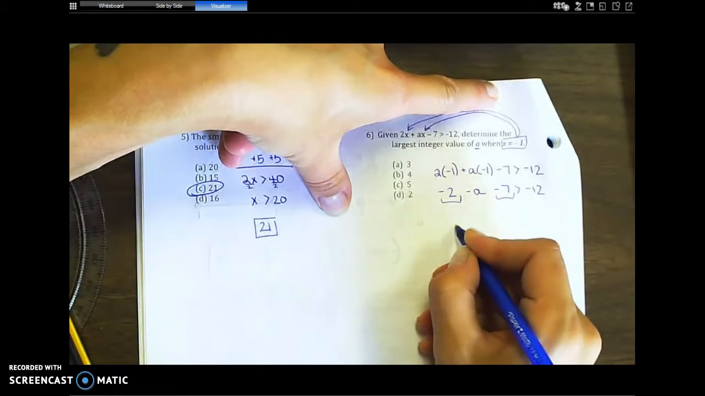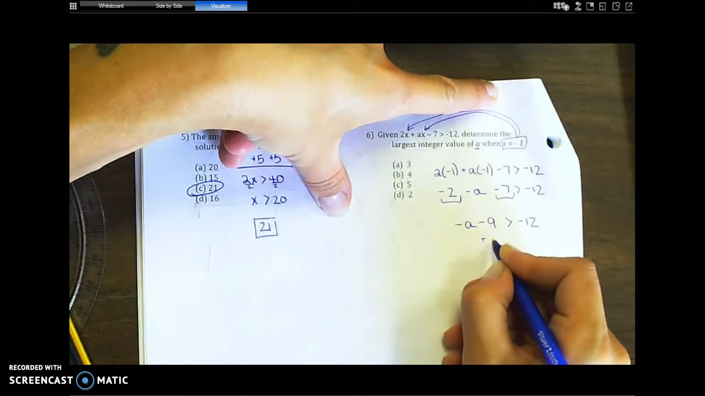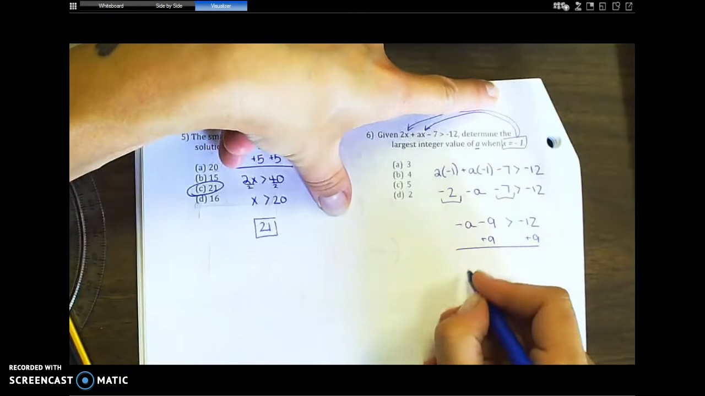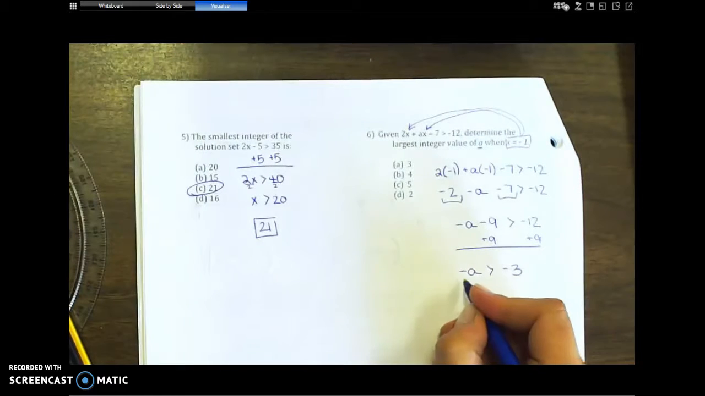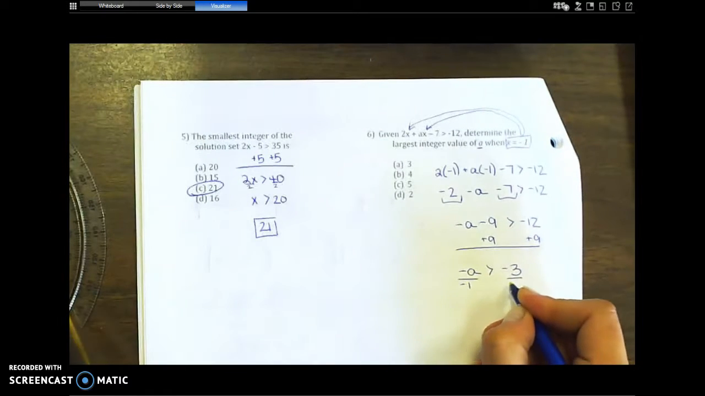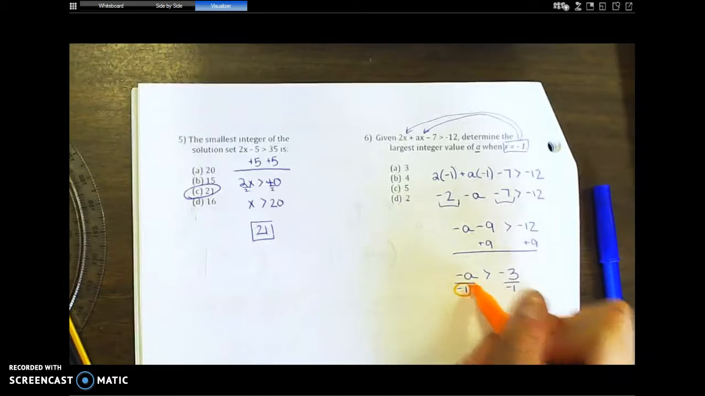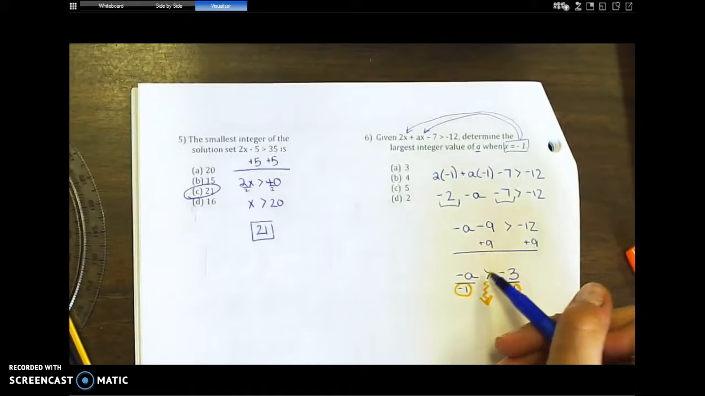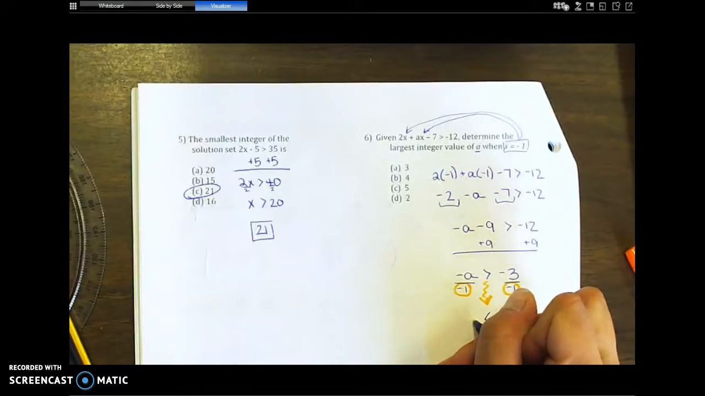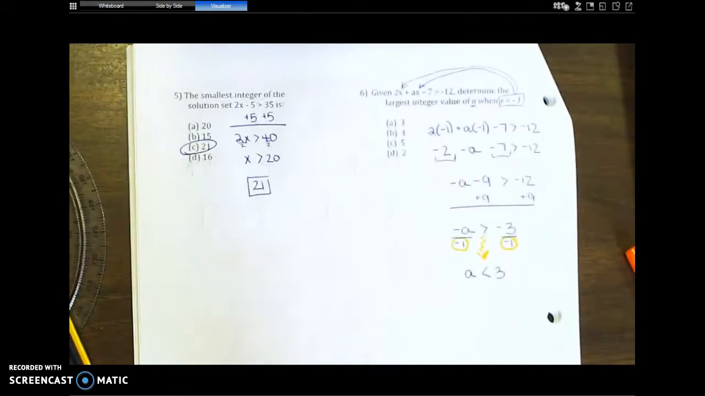I can combine my like terms, so -a minus 9 is greater than -12. I add 9. So -a is greater than -3. And then we have to divide by -1, and then error, error. All right, once again, we're dividing by a negative. So we have to take this inequality symbol and reverse it. So here it's greater than, now it's less than. So a is less than, -3 divided by -1 is 3. So that means a has to be less than 3.